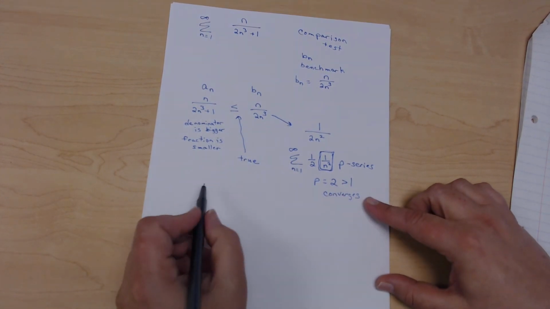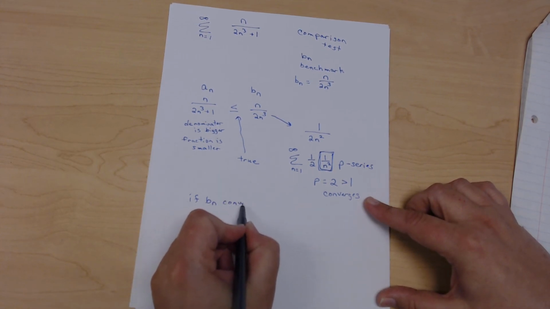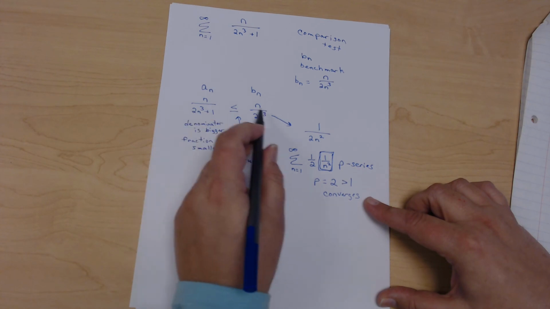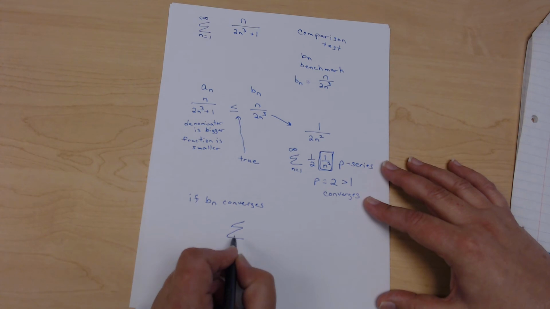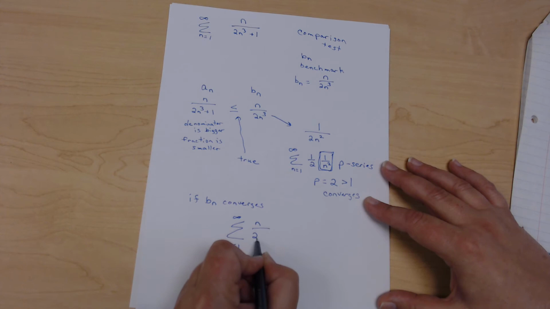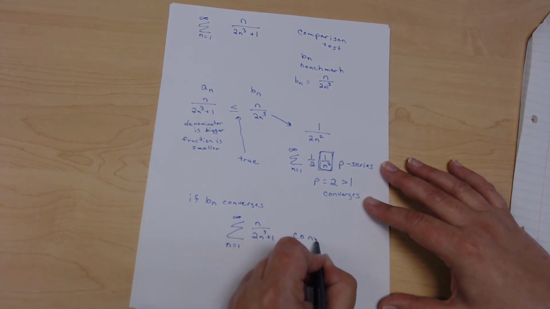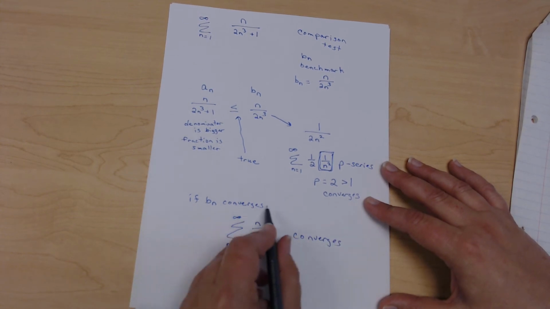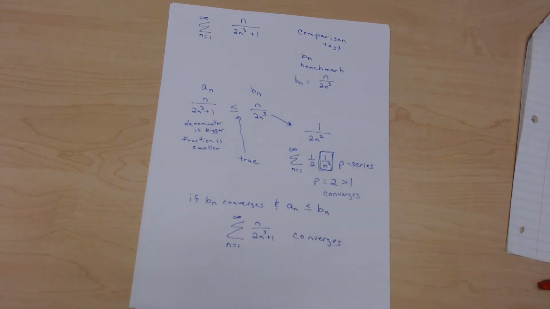So if B sub n, what I chose, converges, and this is true, then this guy converges. My original problem, this converges. Let's write this. If this converges, and we really should say, and A sub n is less than or equal to B sub n, because that is important. That has to hold true as well. Both of these things have to happen. Then we can say that converges.